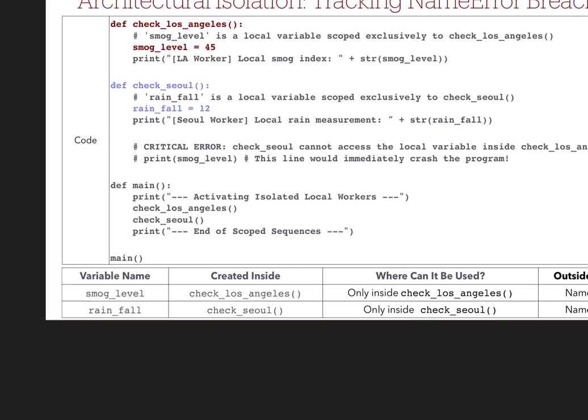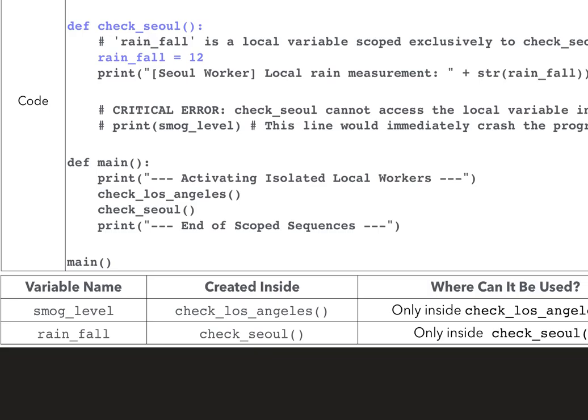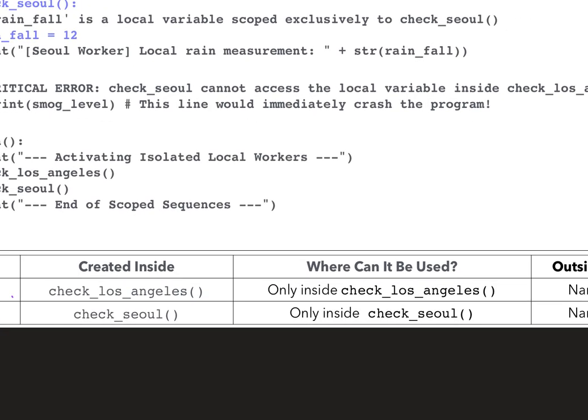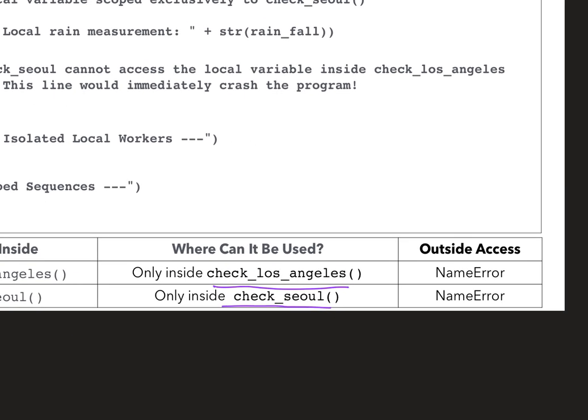So in this code, smoke level is limited to the check Los Angeles function only, and rainfall is limited to only the check Seoul function. So they are meaningful in each function only. If you try to use those variables outside, you get an error.